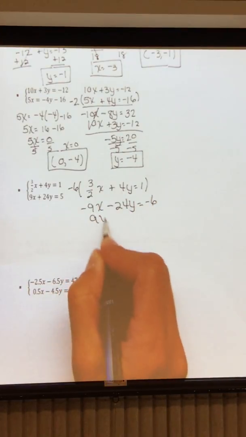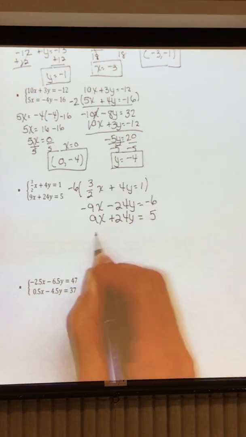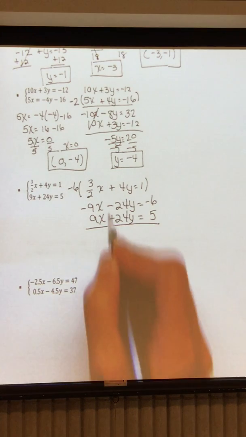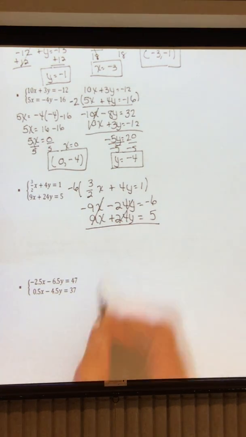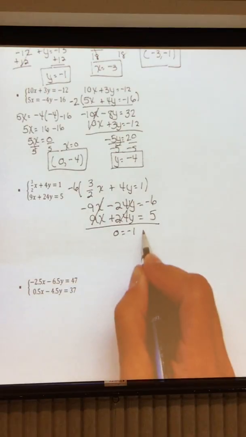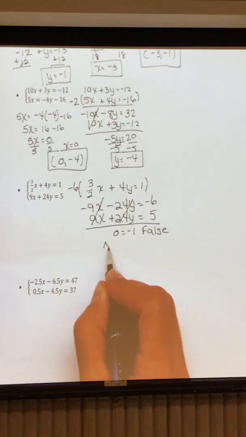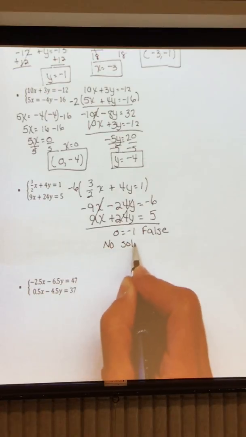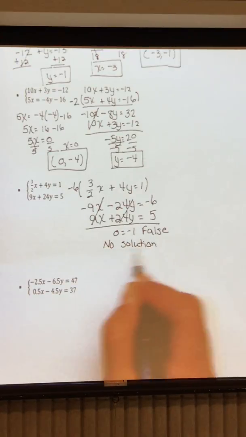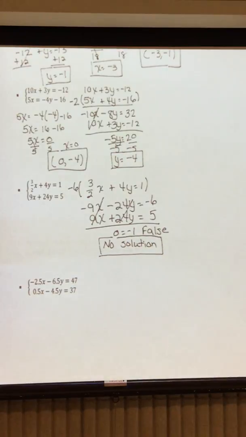Now let's add it to the second equation. Noticing here our x's cancel, and also our y's. And we're left with 0 is equal to negative 1, which is false. Therefore, we have no solution. In other words, we have parallel lines that do not intersect.